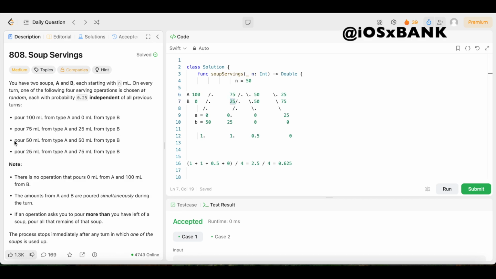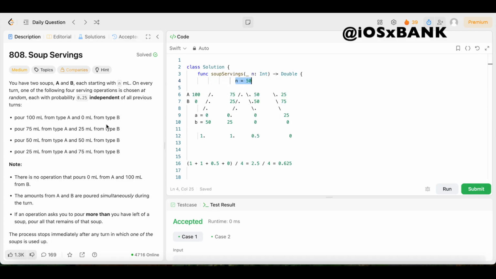Then our third possibility: pour 50 milliliters from A and 50 milliliters from B. That's represented right here with 50 and 50. And then finally, pour 25 milliliters from A and 75 milliliters from B. That's represented right here. Pour 25 from A, 75 from B. So N is equal to 50, right?